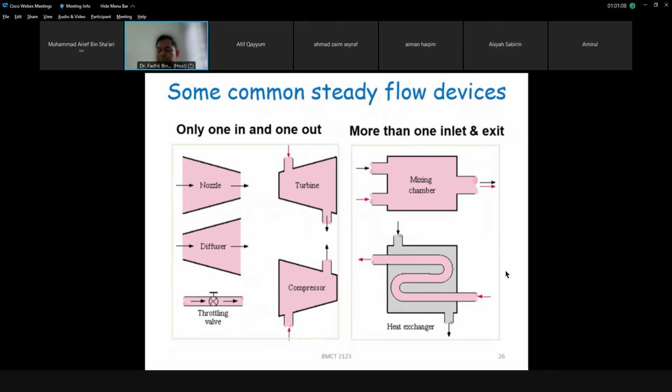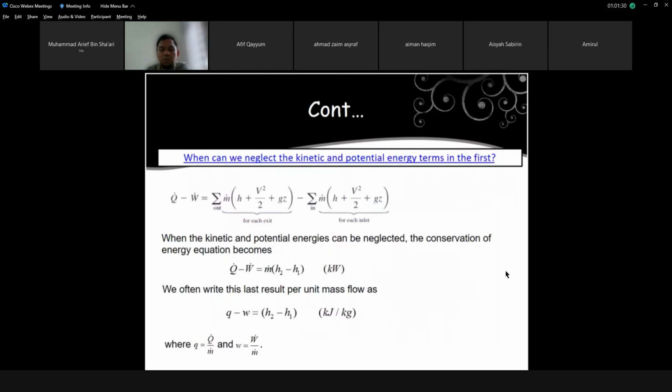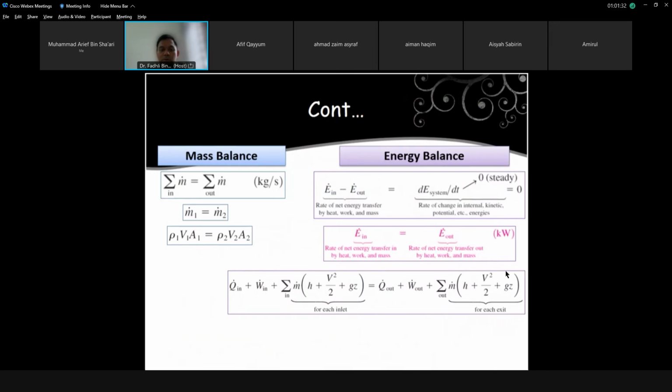Okay, dan ini juga kita telah bincangkan di dalam tutorial semalam. Kita ambil nozzle dan juga turbine, right? Nozzle and turbine, they have single inlet and single outlet. Okay, so basically this is the energy balance equation lah. Dia susun bentuk begini, so jangan keliru. Kamu juga boleh susun dalam bentuk begini, energy balance equation.